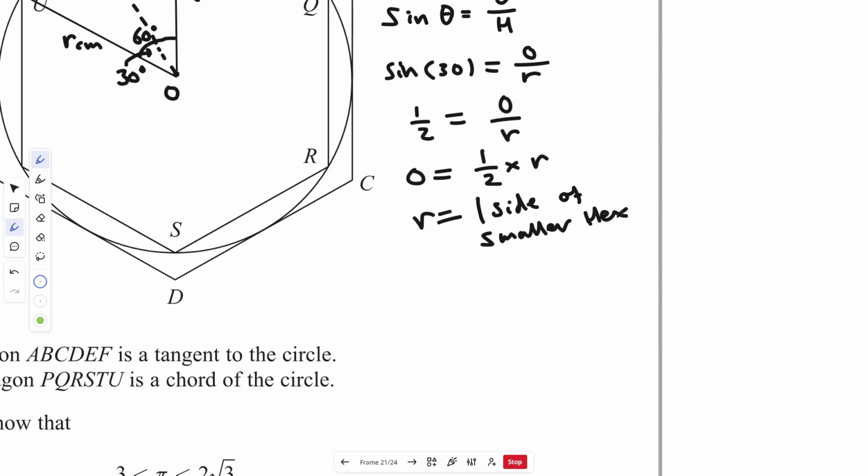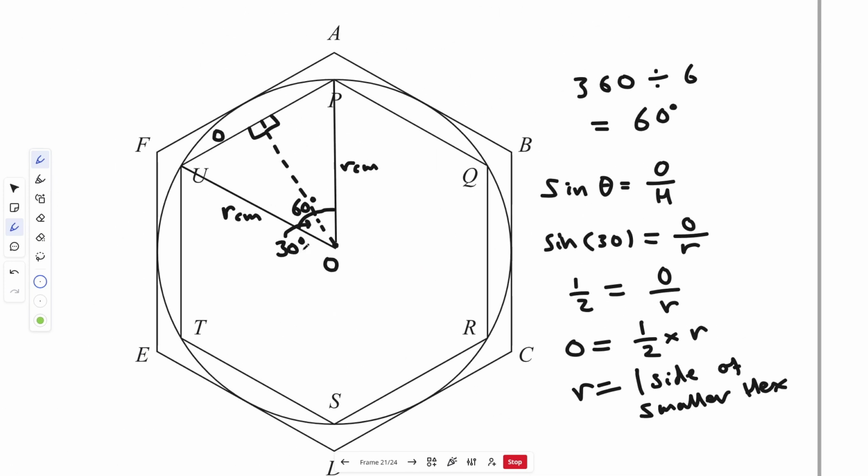The radius is equal to one side of our smaller hexagon. So now that we have one side of our smaller hexagon, which will be this, so this is also r, this is r. You can also deduce this, by the way, by noting that it's an equilateral triangle, and therefore all the sides should be the same length. So if this is r centimeters, that should also be r centimeters in length.